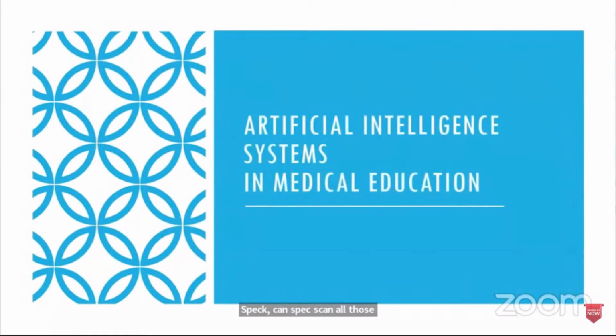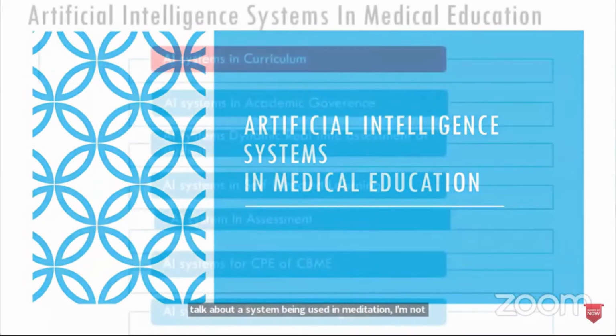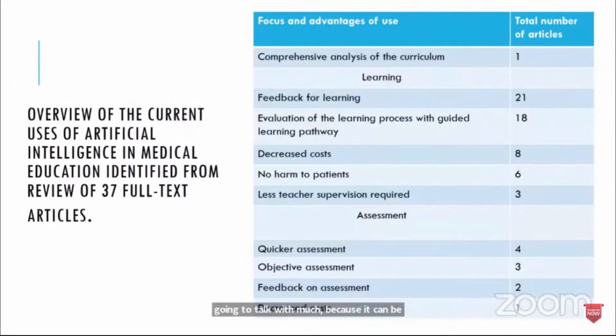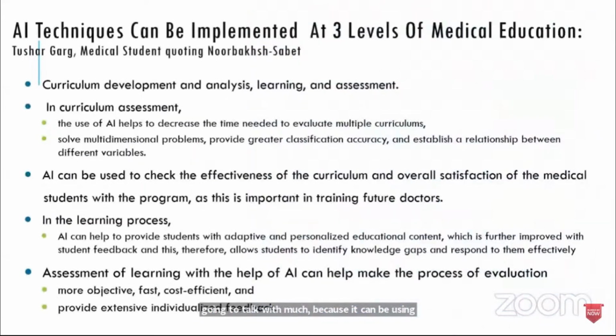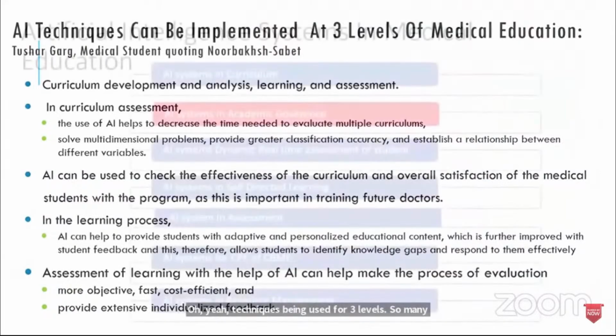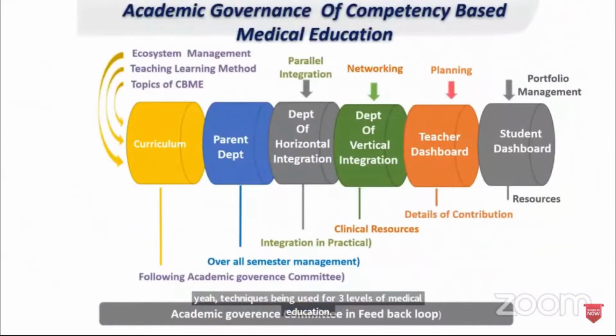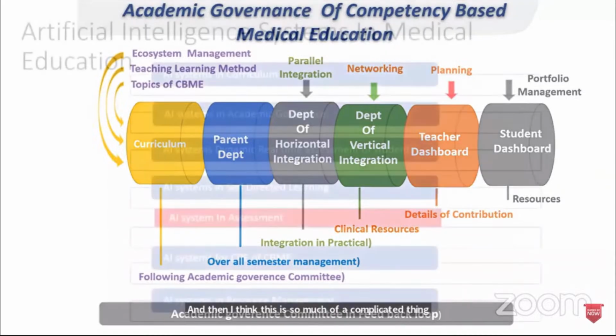Now, last time I talked about AI systems being used in medical education. I'm not going to talk much because it can be used in curriculum where we have AI techniques being used for 3 levels of medical education. Then with CBME coming, the AI system could be used for what is called academic governance, where all those competencies are being taught, with, say, horizontal integration, vertical integration. And I think this is so complicated that an AI system can help academic governance.